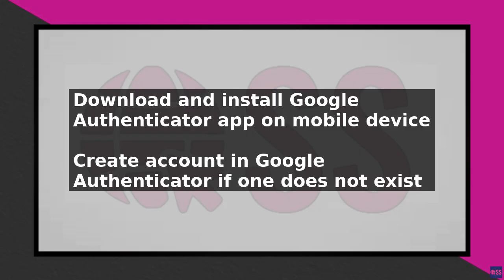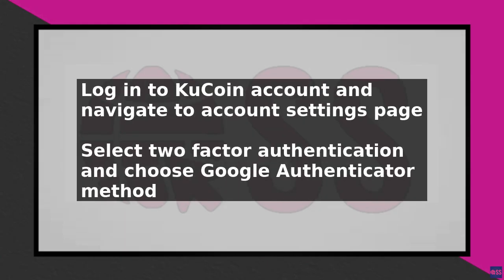Choose Google Authenticator as your two-factor authentication method. KuCoin will then display a QR code that you need to scan using the Google Authenticator app. Open the Google Authenticator app and click on the plus icon to add a new account. Select Scan QR code and point your camera at the QR code displayed on the KuCoin website.